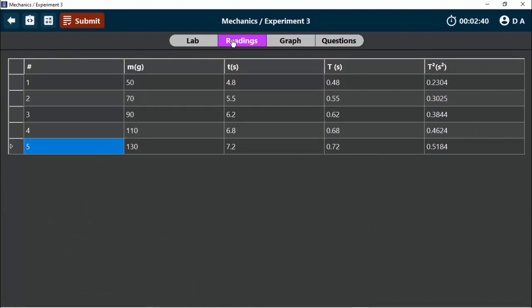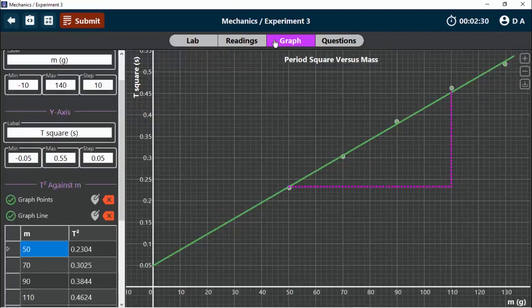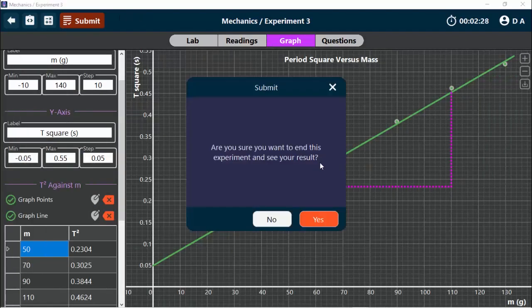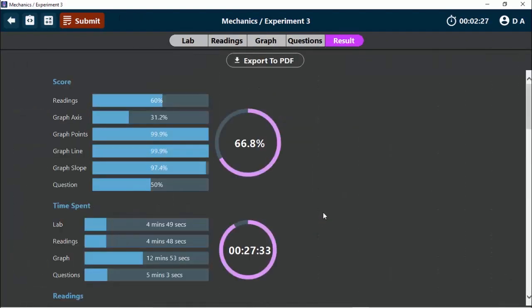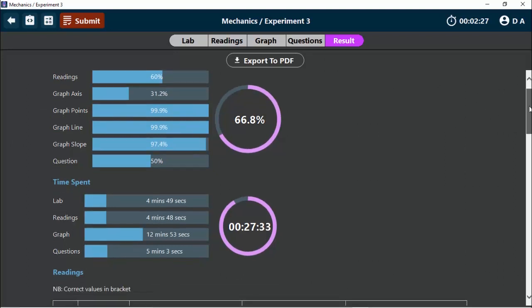So the next phase is to submit. This software has the ability to analyze your work, grade your work, and give you detailed feedback on how you perform. So let's submit. Okay, so after submitting, here is our performance.